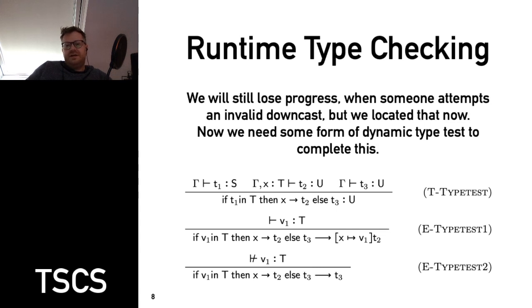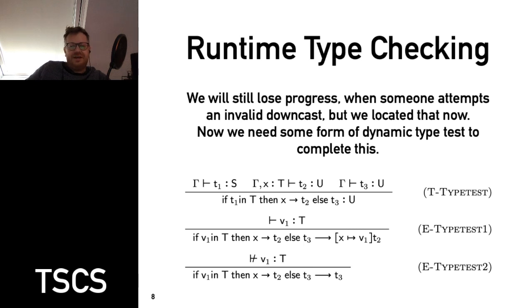And we will still lose progress when someone attempts an invalid downcast, because then your programs will get stuck. But we are now able to locate that a little bit better, and we now need some form of dynamic type test to complete this. So now we change this a little bit and do a new typing rule called T-TypeTest.